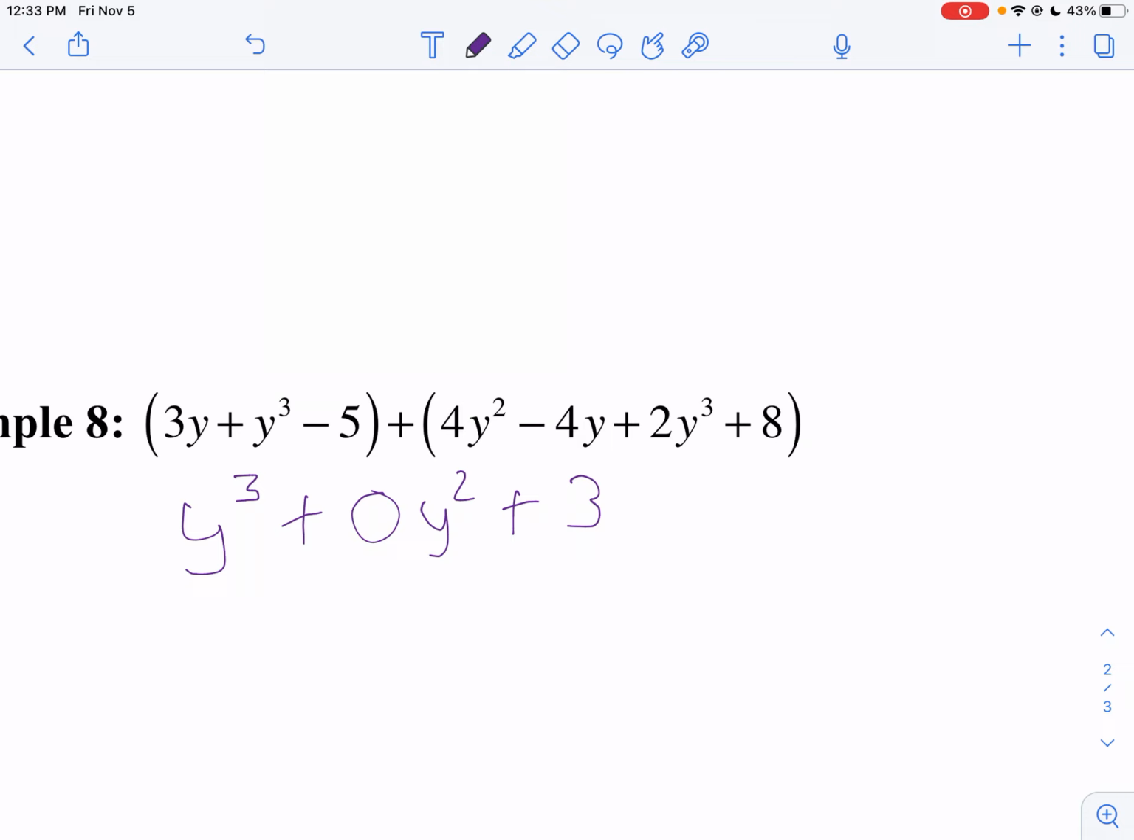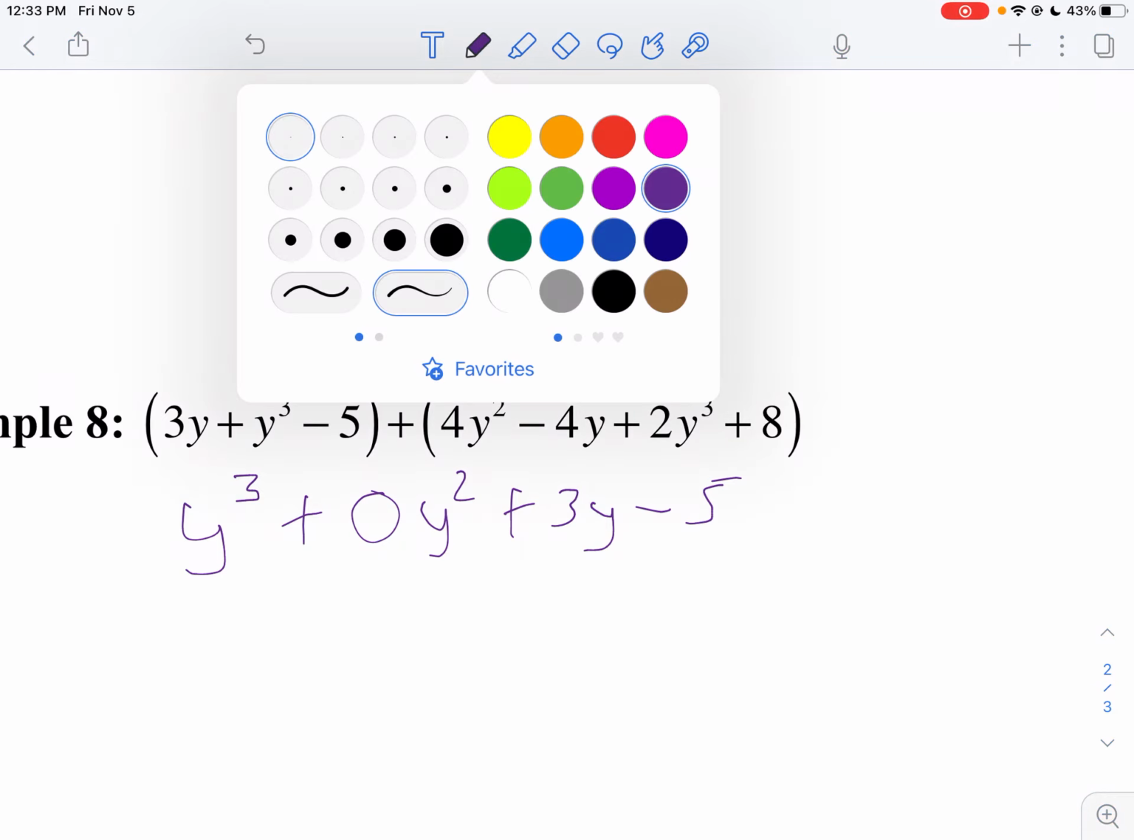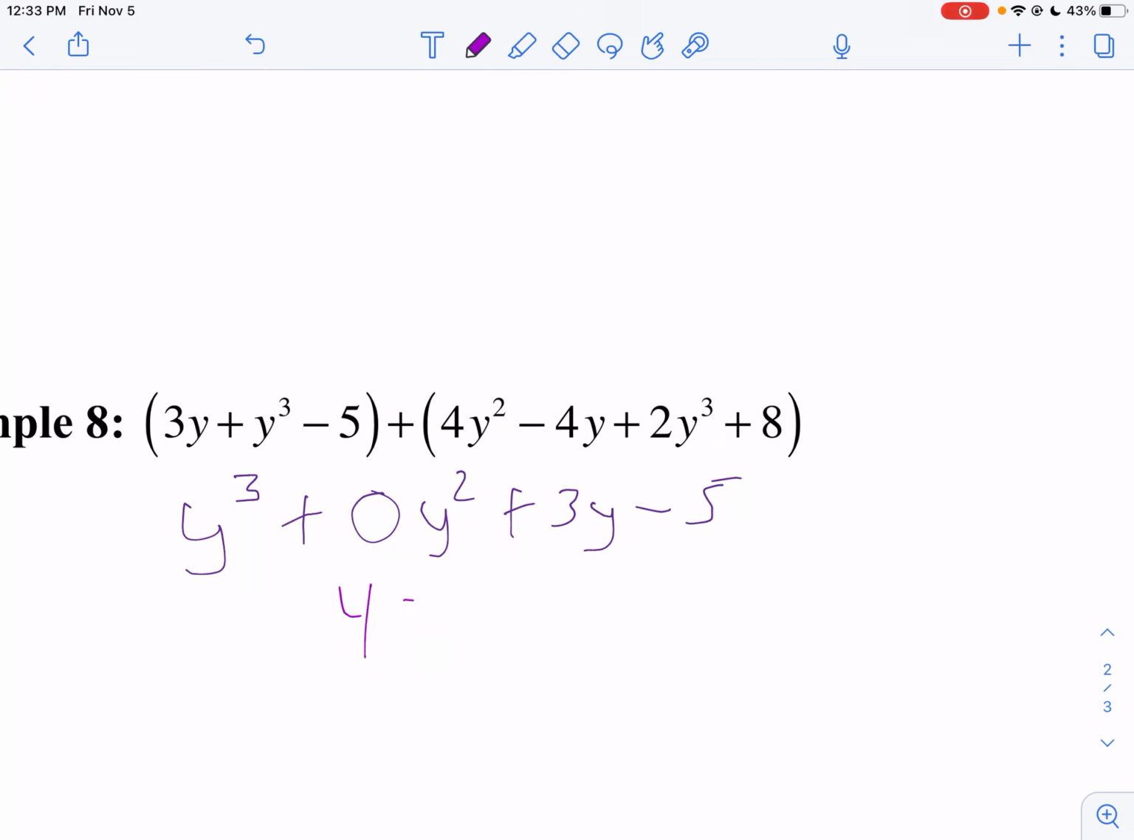Sorry about that. I said that backwards. I got y cubed plus 3y, then minus 5. Now, I'm going to put my other polynomial in columns. So my other polynomial starts with 4y squared. So I'm going to put 4y squared in my y squared column. Minus 4y goes in my y column. Positive 2y cubed goes in my y cubed column. And then plus 8 goes in my constant column.